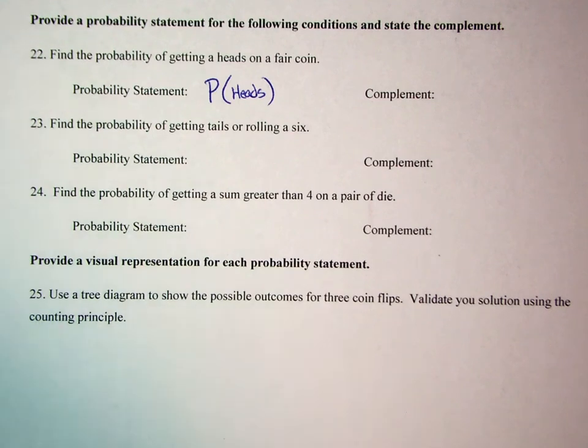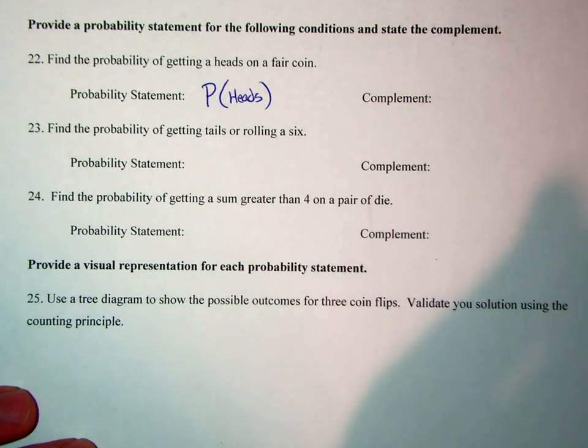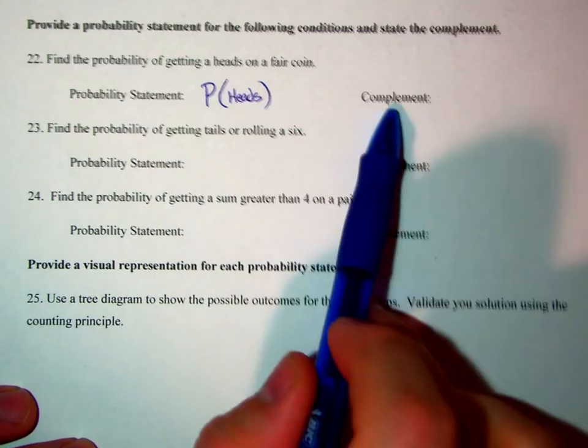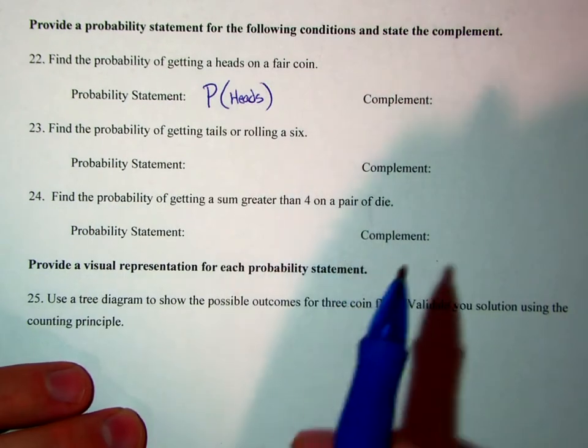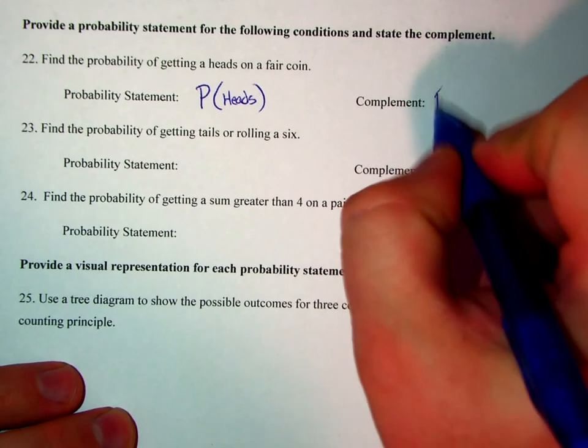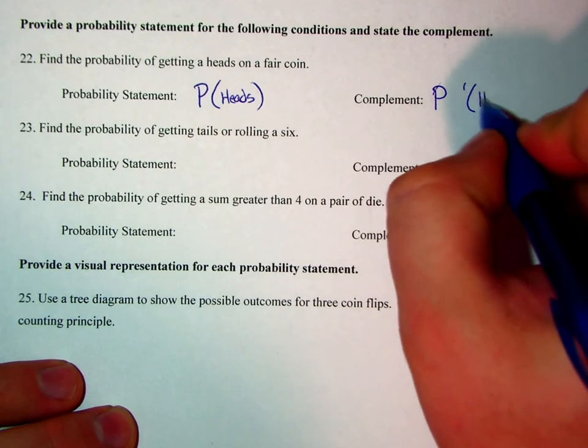Problem 22 asks us to find the probability of getting heads on a fair coin. Now we are writing a probability statement, but then we're going to also write its complement. So the probability statement would be probability of getting heads. The complement, the probability of not getting heads.